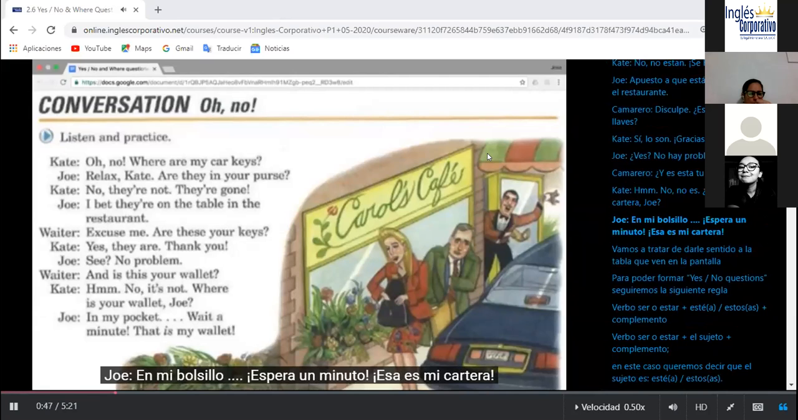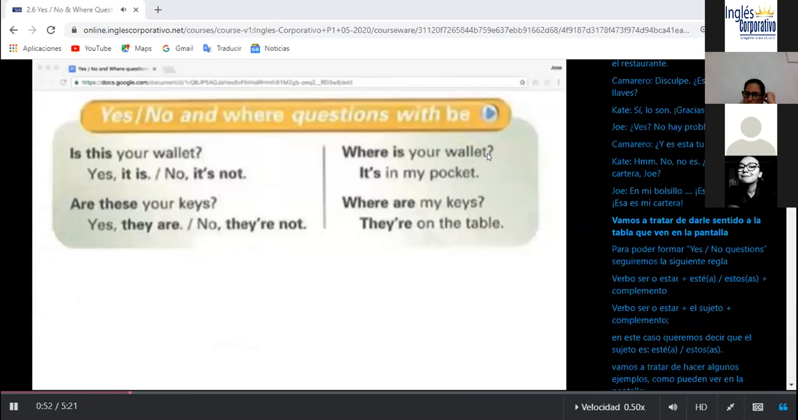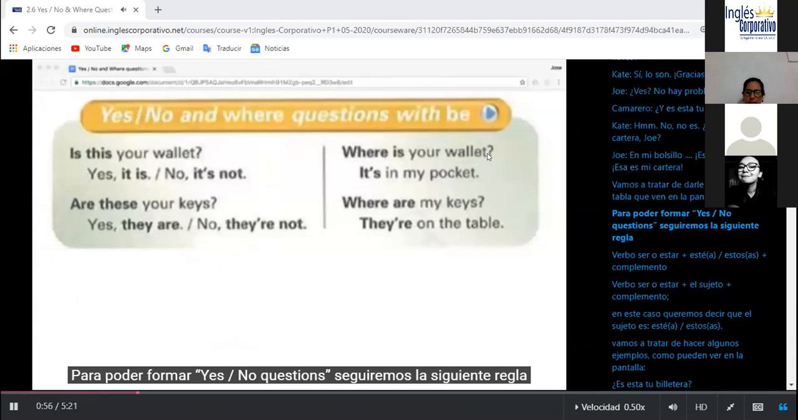That is my wallet. Let's try to make sense of the chart that you see on the screen. In order to form yes or no questions, we're going to follow the next formula.